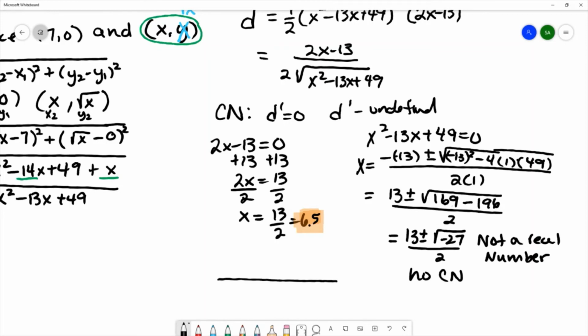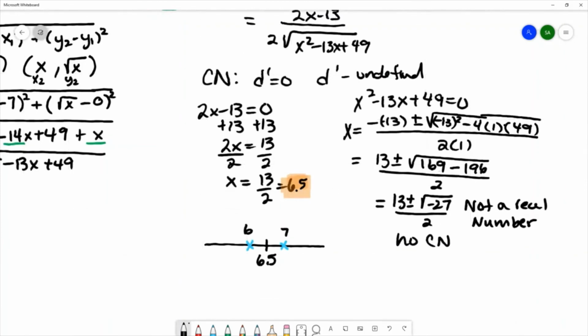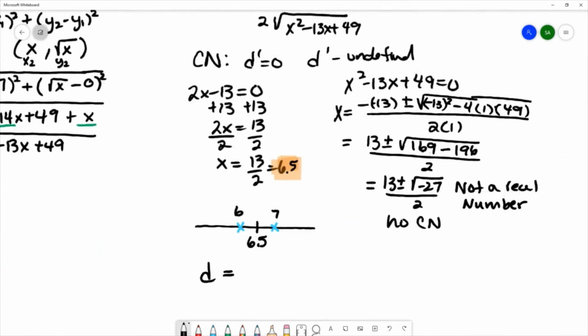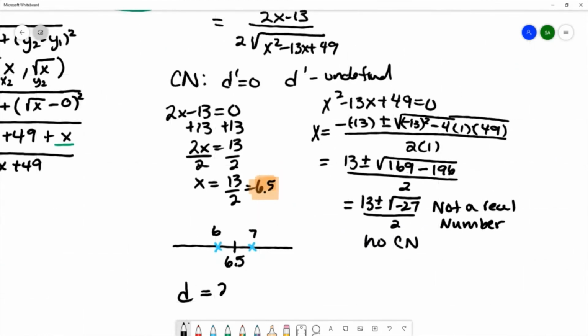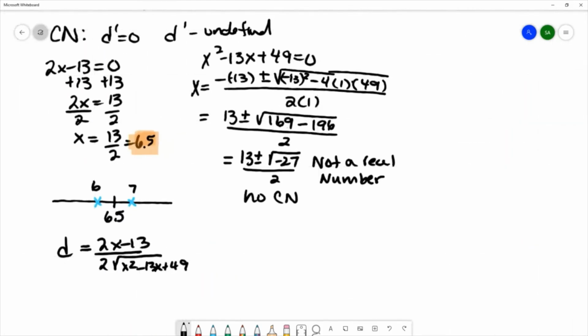So I want to take on my chart 6.5 and I want to test the numbers around it. So let's test 6 and 7 into the derivative. We can do that with a calculator. We have the derivative equaling (2x minus 13) over 2 square root of x squared minus 13x plus 49. Let's type that into the calculator to see what sign we get.